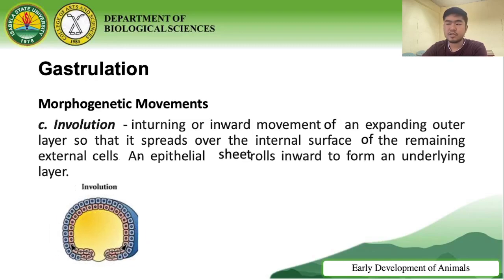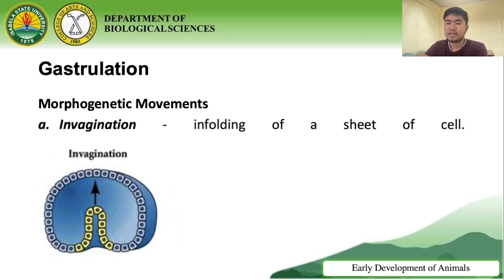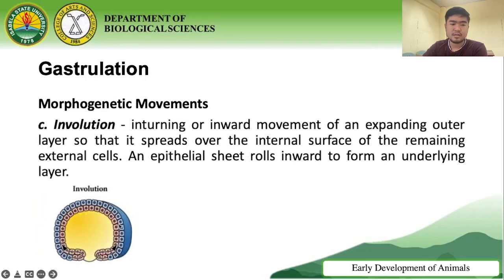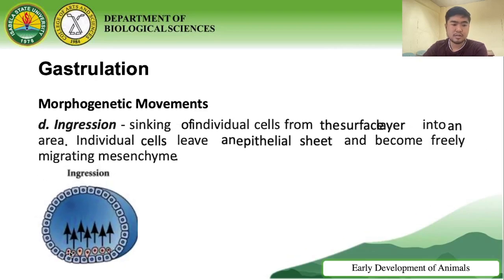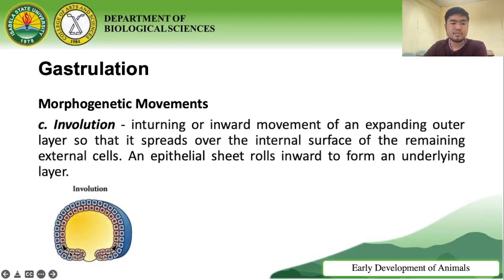So, nakita nyo yung color yellow, na-coat na niya yung buong ano. Okay. Tapos, dito, doon sa part ng invagination, ayan, dyan naman yung mangyayari yung involution. Okay? So, paloob, inward yung movement para magkaroon tayo ng another layer ng cells.